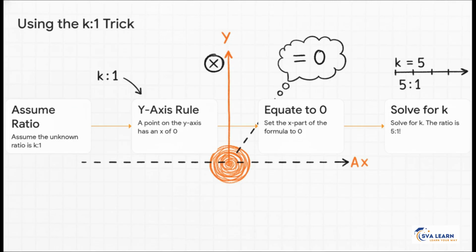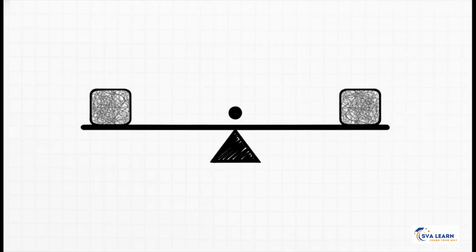We're told a line segment is divided by the y-axis, and we need to find the ratio. Here is the secret clue. Any point sitting directly on the y-axis has an x-coordinate of exactly 0. So we just take the x part of our formula, plug in our k:1 ratio, and set it perfectly equal to 0. When we solve that super simple equation, we find k equals 5. Boom, the line is divided in a 5:1 ratio. It's really that easy.